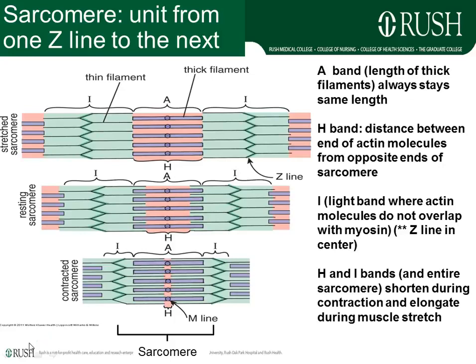However, the I band appears to get longer when it's in a stretched configuration because the sarcomere itself is getting longer and there's less overlap between the myosin and actin. And in the contracted state, it appears to be shorter because there's more overlap. The H band also changes. It becomes larger in a stretched configuration and smaller in the contracted state. However, the A band, as I said previously, doesn't change.